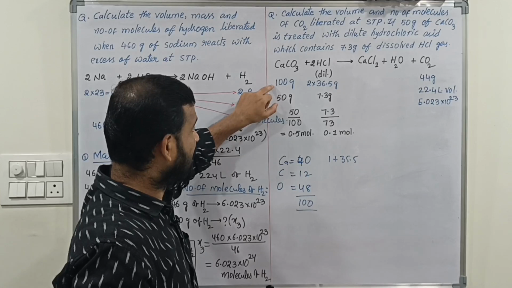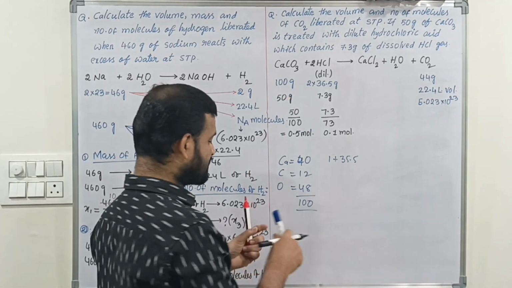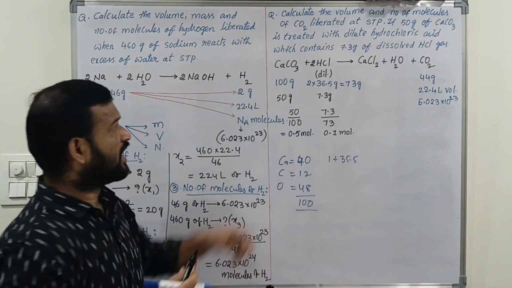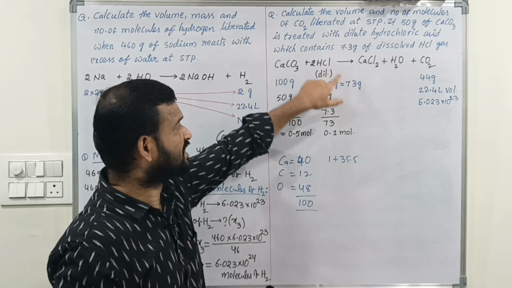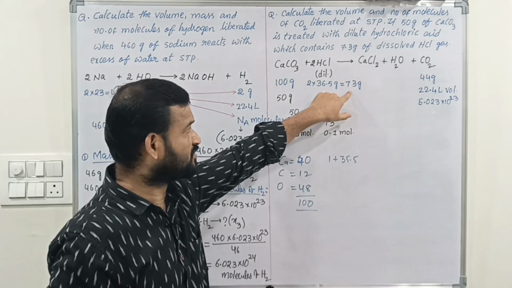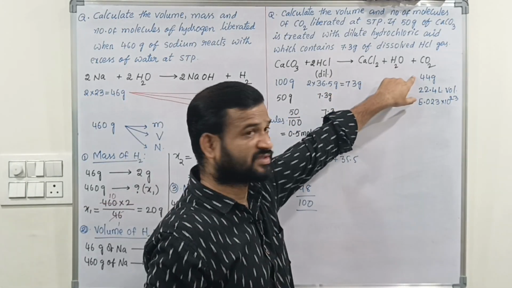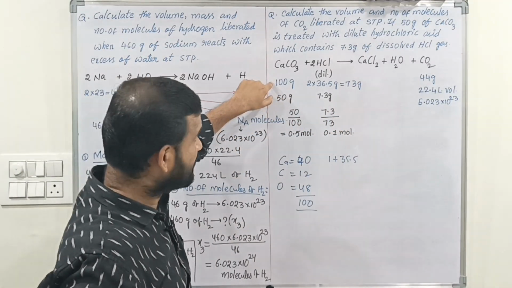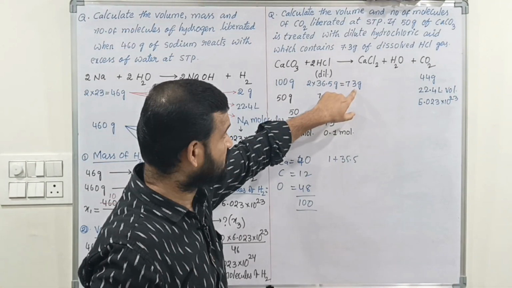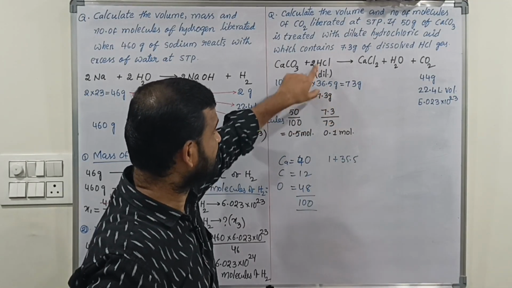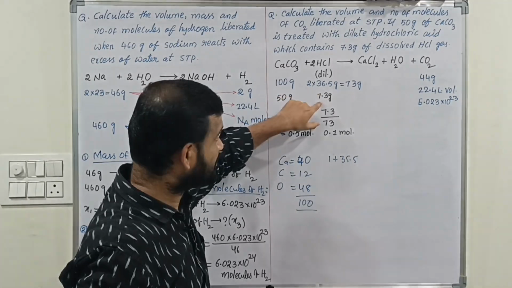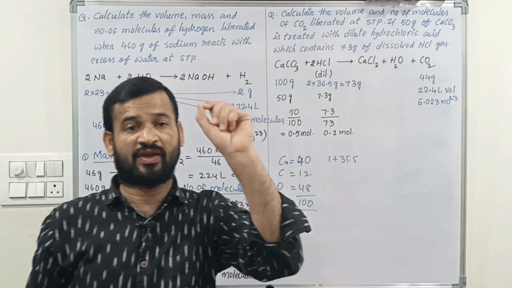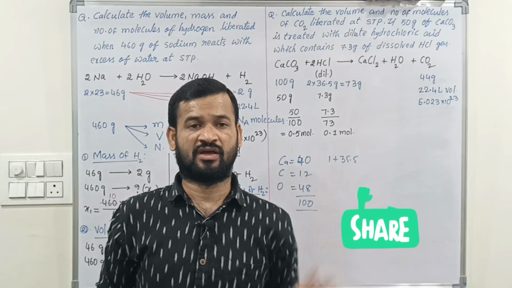For 100 grams of calcium carbonate, how much HCl is required? 73 grams of HCl is required, then 44 grams of CO2 is formed. If it is 50 grams, that is half of 100, so we make this also half. Then 36.5 grams of HCl is required. But what is given? 7.3 grams of HCl is given. So the required amount of substance is not given for the chemical reaction to occur completely.